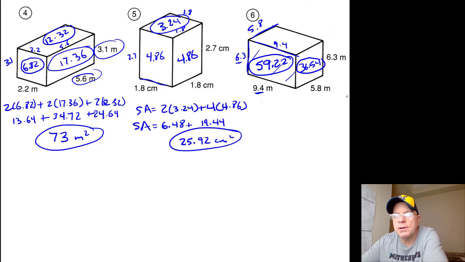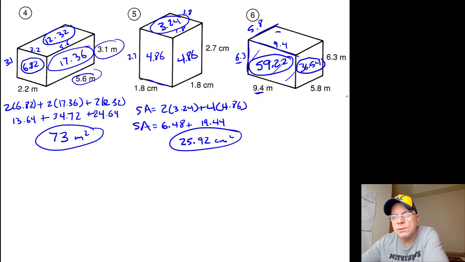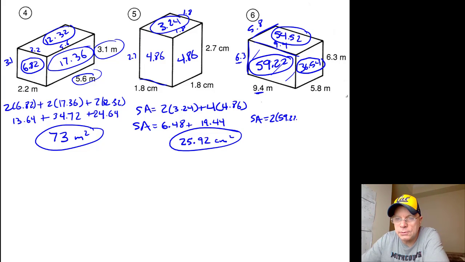This one is 9.4 times 5.8. I'm also expecting something close to 60, but a little less than we got on the last one. 9.4 times 5.8. 54.52. So my surface area will be 2 59.22s plus 2 54.52s plus 2 36.54s.